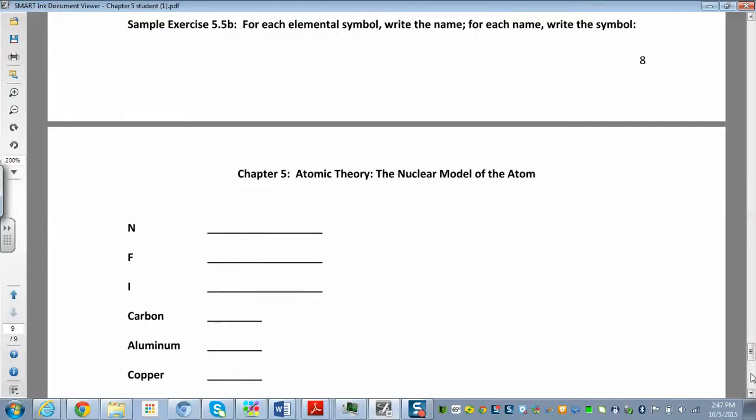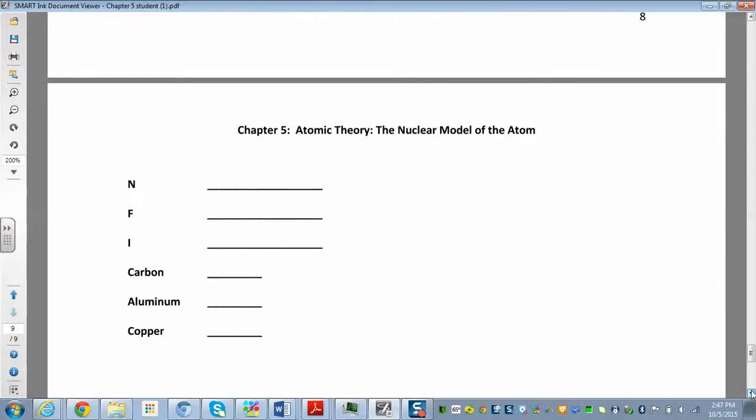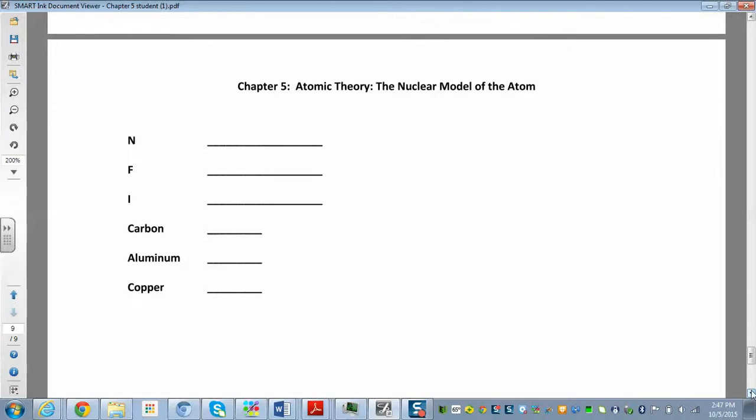All right, so now you can take a minute and try to, you can use your periodic table for this, try to figure out what all these are. So N is nitrogen, F is fluorine, that's an F, iodine. All right, and the symbol for carbon is just C, symbol for aluminum, Al, and copper is Cu. So you should practice looking some of those up.